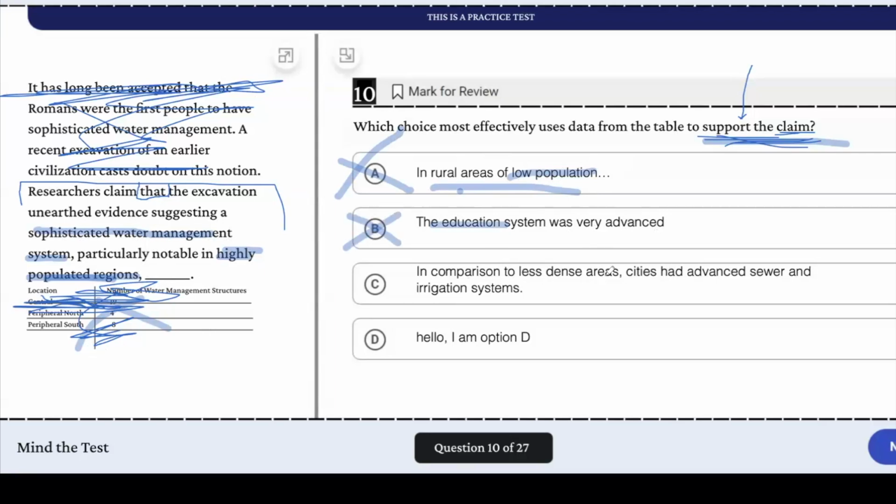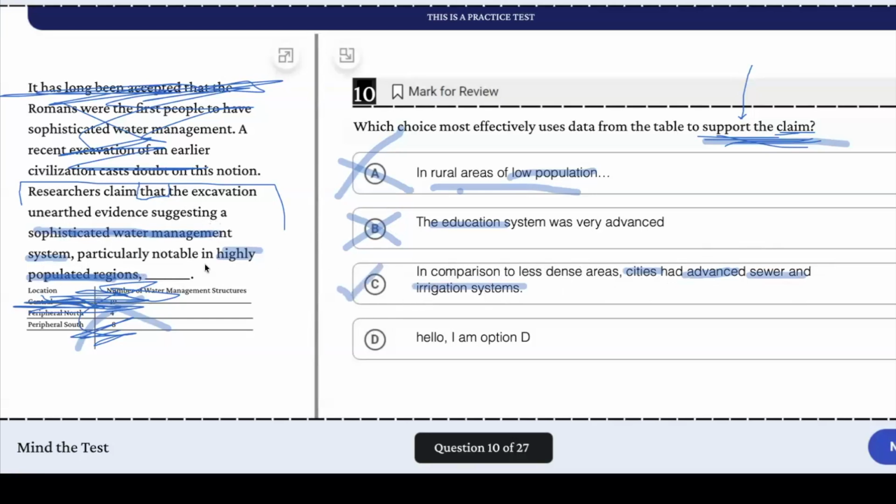In comparison to less dense areas, cities had advanced sewer irrigation. Yeah, okay, maybe densely populated, I should have said. Whatever. I wrote this literally just right now off the top of my head. So, in comparison to less densely populated areas, cities had advanced sewer and irrigation. That is the same as sophisticated water management. Oh, sophisticated is the same as advanced. So that matches. And then cities is high population. So it is obviously, see, it ticks all the boxes.